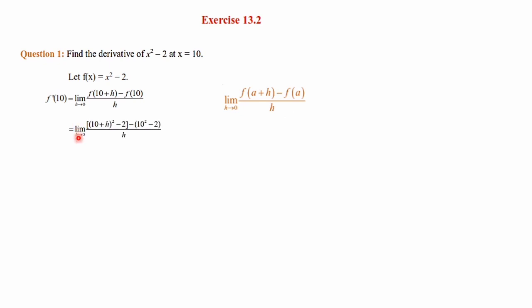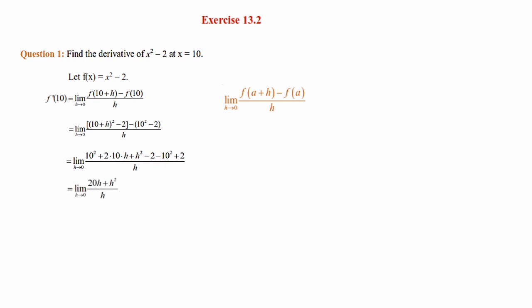Now limit h tends to 0, f of 10 plus h. Here instead of x we have to put 10. So 10 plus h the whole square minus 2 minus f of 10. F of 10 means instead of x here 10 we have to put 10 square minus 2 divided by h. That is limit h tends to 0, a plus b the whole square form, a square plus 2ab plus b square. Here a square is 10 square plus 2ab, 2 into 10 into h, plus b square is h square minus 2, no change. Here minus, remove the bracket, that is minus into 10 square, minus 10 square, minus into minus plus 2 divided by h. Only the numerator we have done the calculation.